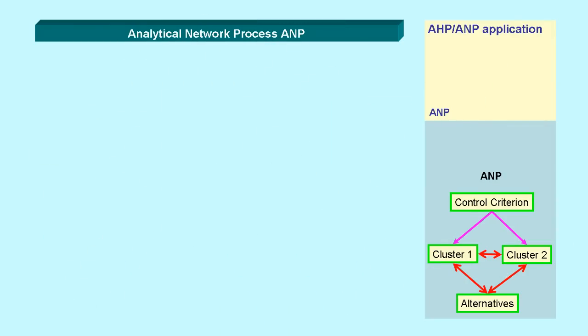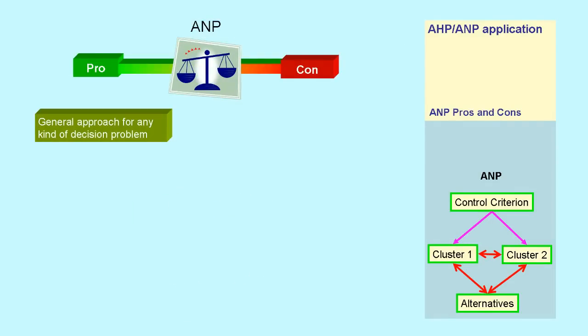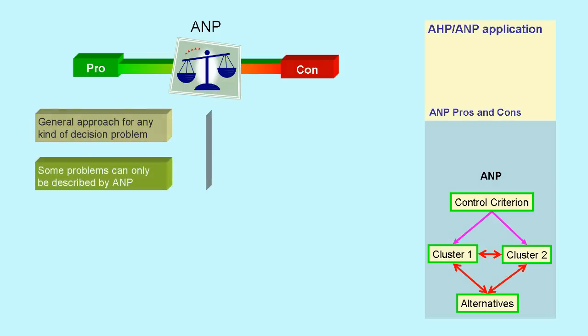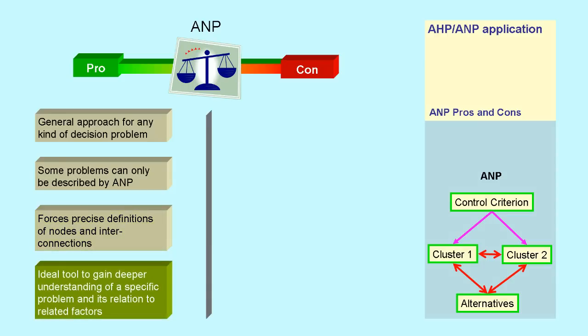Using the analytic network process, ANP. Due to its more general approach, using a network instead of a hierarchy, ANP can be used for any kind of decision problems. Some problems even can only be described with ANP and not with AHP. Setting up a model, ANP really forces you to precisely define the nodes and interconnections. This requires a thorough thinking through the problem and therefore is one of the highlights of ANP. It is the ideal tool to gain a much deeper understanding of a specific decision problem and how different factors interrelate.